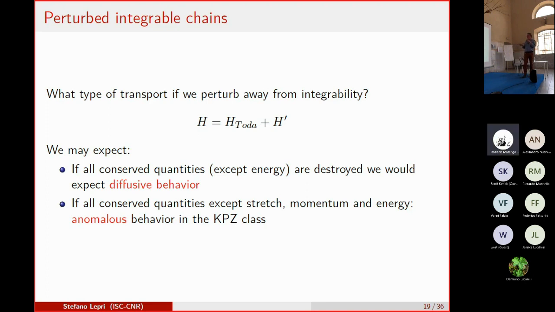On the other hand, if I destroy all the conserved quantities, except the three that I mentioned at the beginning, so if I conserve the momentum and the volume, or density, or stretch, there are several names, I would expect to fall back in the KPZ universality class. So to be in the same universality class, to have the same type of anomalous behavior that I observe, for example, for the FPU model or similar. Okay, this is the expectation. This expectation is correct, but there are several subtleties.